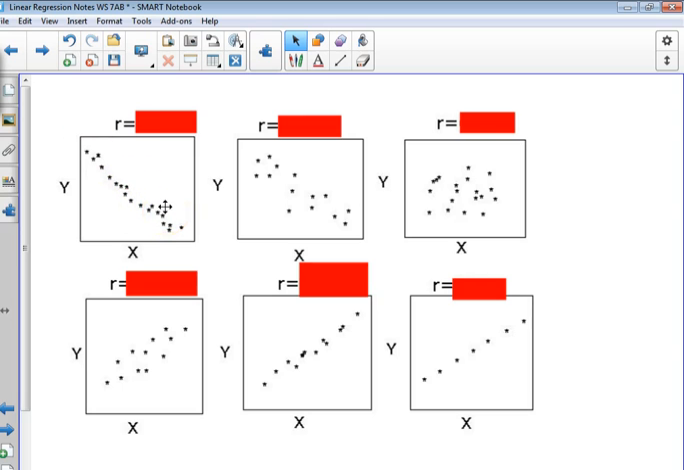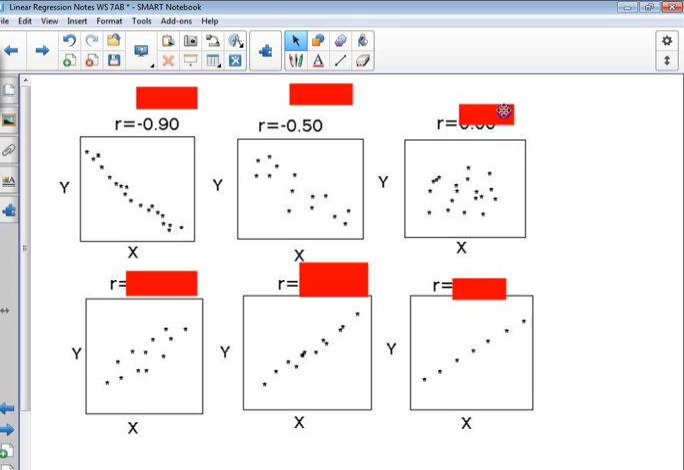Okay, but it's what? Negative. Good job. What do you think about this one? They have 0.5. I would guess that it's actually closer to 0.6 or 0.7. What about this one? Yeah, they said 0.